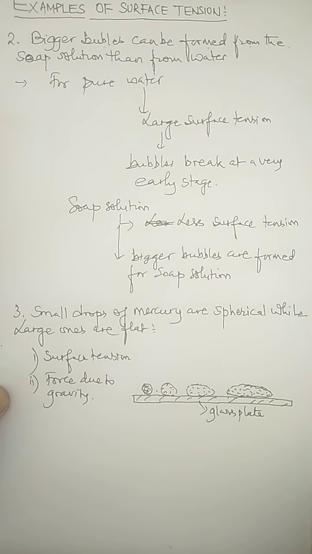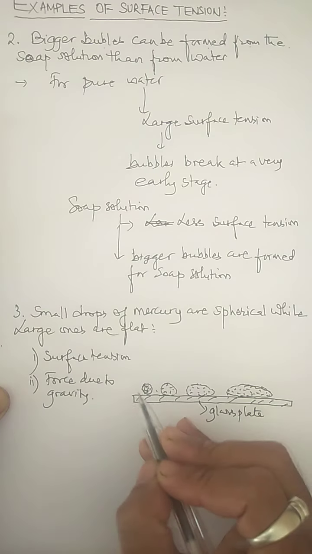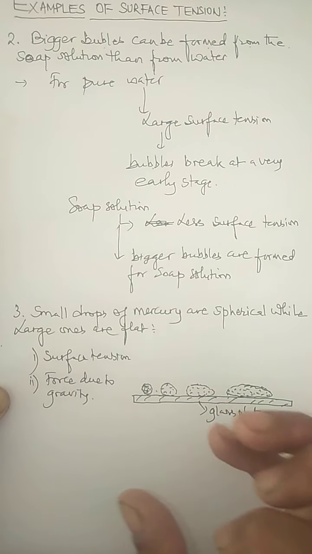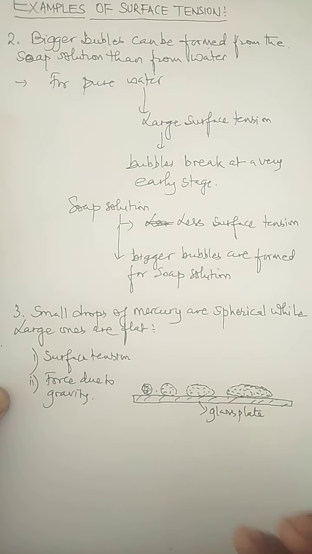Okay. Now the drop acquires a shape in which its potential energy becomes minimum. Potential energy means the energy due to the composition or the position of the molecules which acquire the formation of this particular drop or shape.